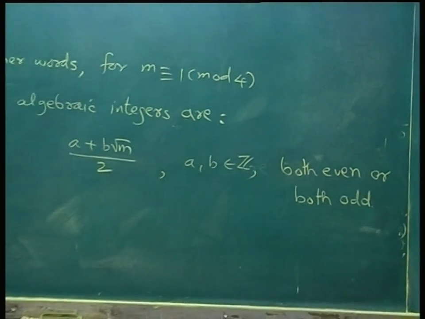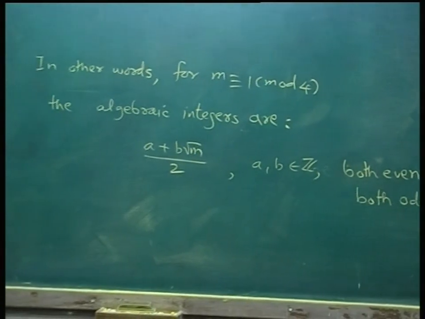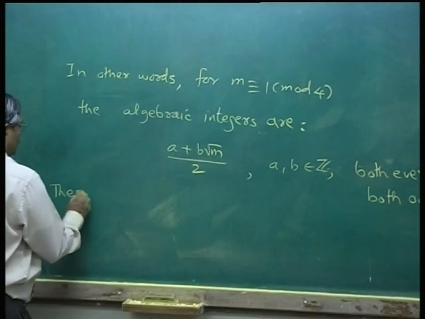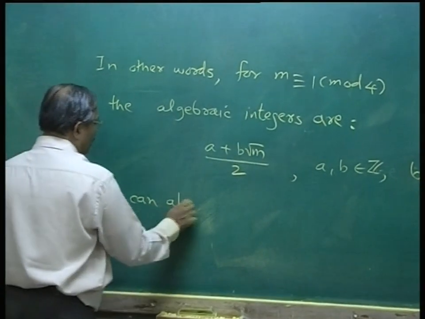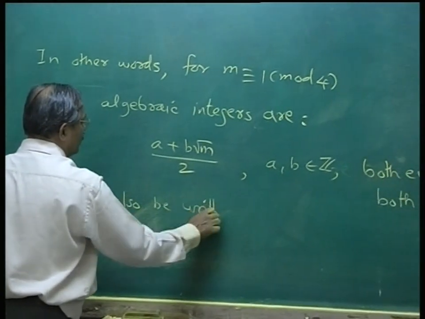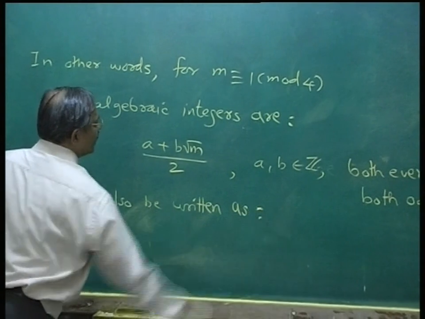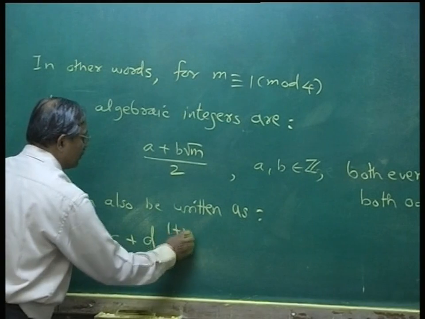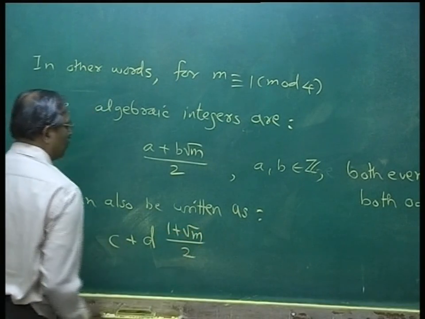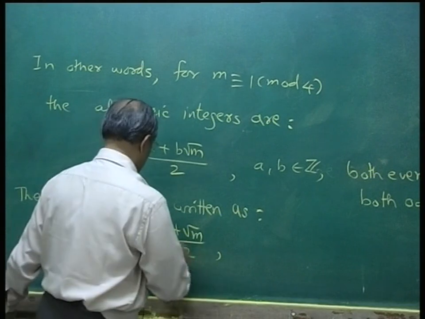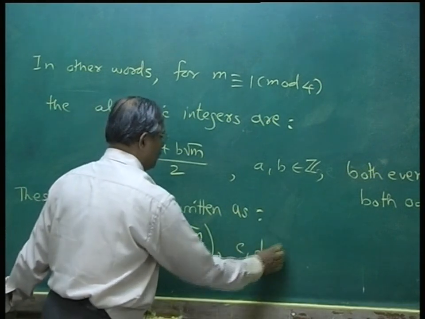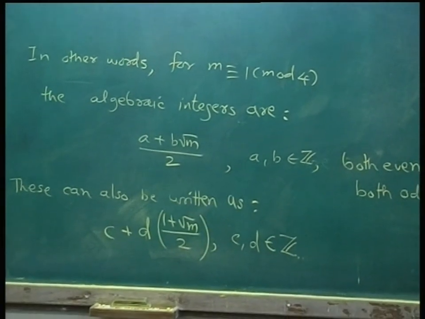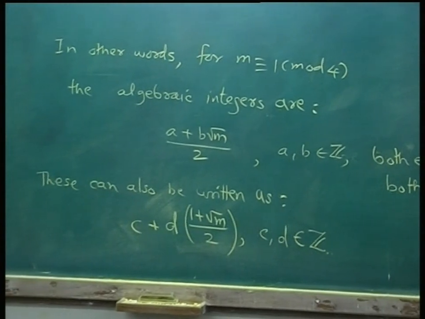Now another way of saying the same thing is the following. These can also be written in another way as c plus d times (1 plus root m) by 2, where c, d belong to Z.